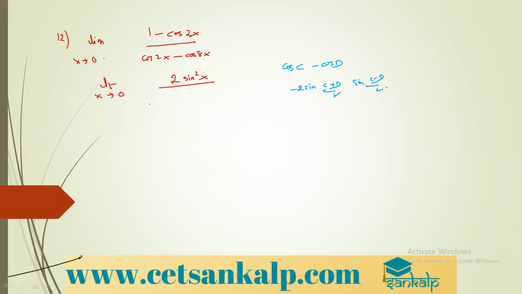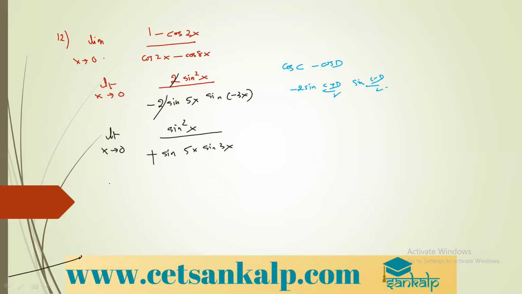So when I use this formula, I'll have minus 2 sine of c plus d by 2, 10x by 2, that is 5x, sine of c minus d by 2, minus 6x by 2, that is minus 3x. So first of all, 2 and 2 cancel. Now I can write limit x approaches 0, sine square x by, the minus will come out, so minus and minus will be plus, sine 5x sine 3x. This is what we have.